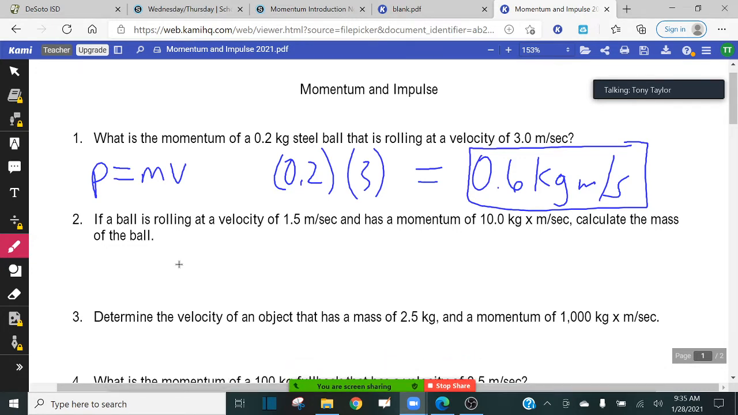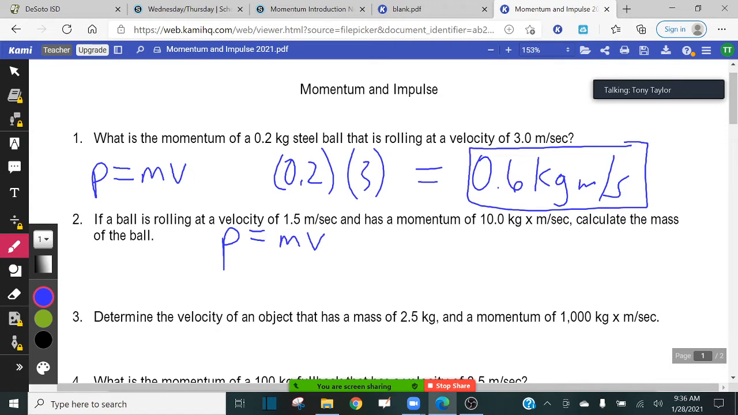Okay, so number 1 is pretty easy. Moving right along to number 2. Number 2 says if a ball is rolling at a velocity of 1.5 meters per second and has a momentum of 10 kilograms meters per second, calculate the mass of the ball. Okay, so momentum is equal to mass times velocity. In this case, they actually give us the momentum. They tell us the momentum is 10. They even give us the velocity. They say the velocity is 1.5.